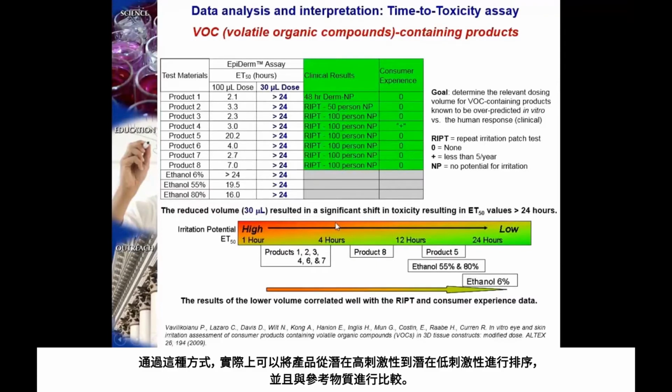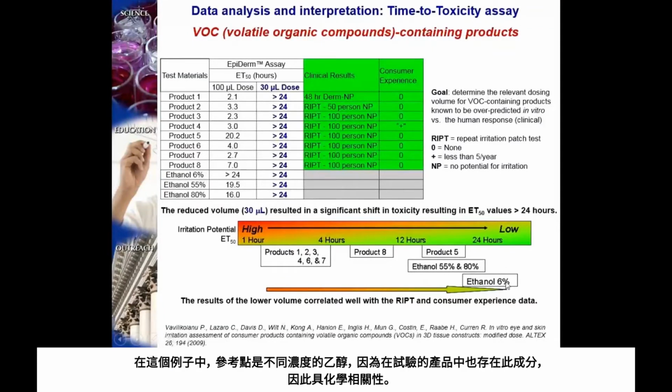And in this way, products can be actually ranked from high irritation potential to low irritation potential, and be compared to references, if you will. In this case, ethanol at a different concentration was used as a point of reference because there was also an ingredient in the products tested, so relevant to the chemistry.